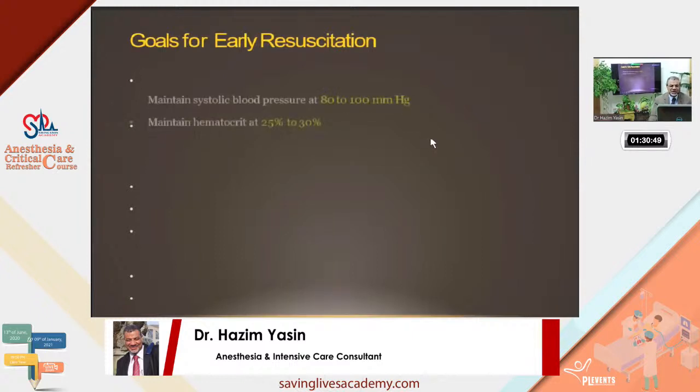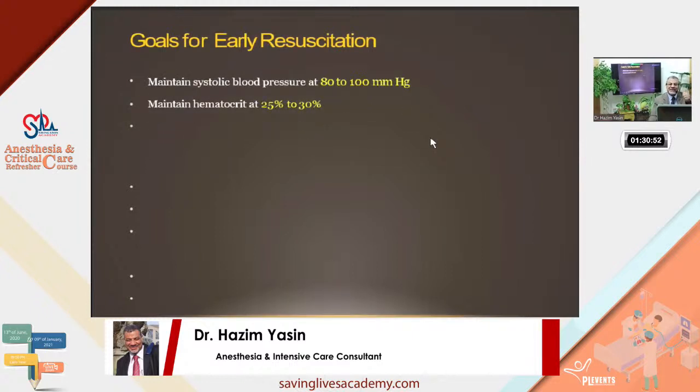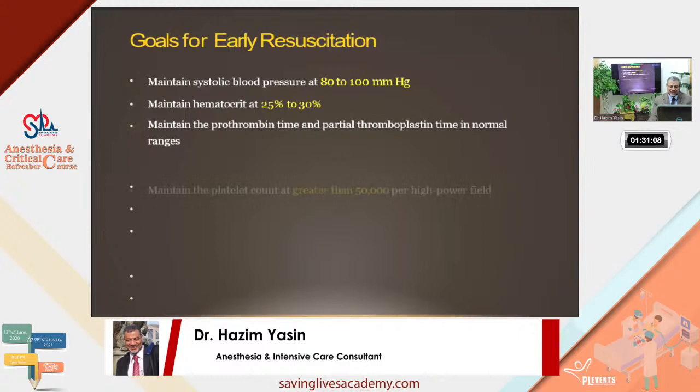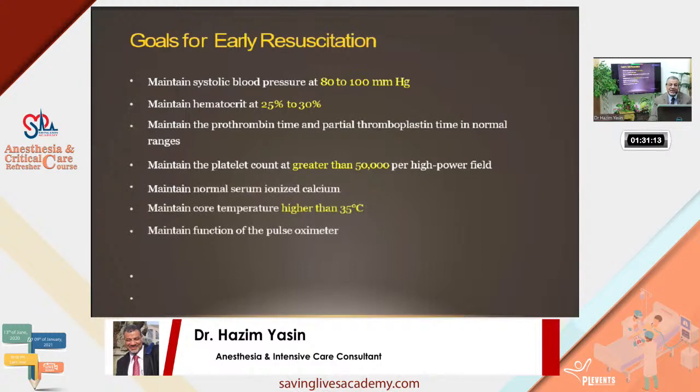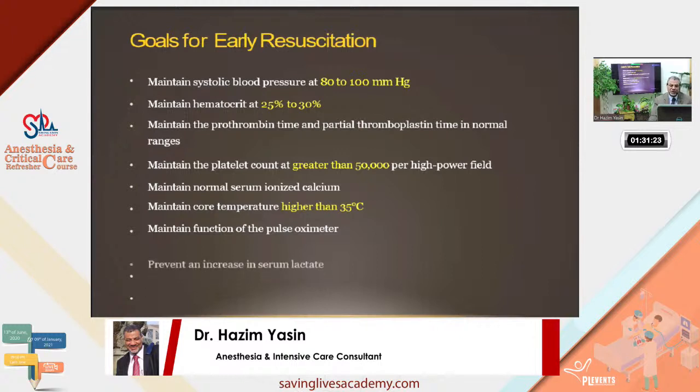The goals of early resuscitation: to maintain blood pressure more than 90 systolic, maintain hematocrit more than 25, maintain the prothrombin and the INR within upper limits, maintain platelet count more than 50,000, maintain normal serum ionized calcium, maintain temperature above 35, because hypothermia is one of the three lethal weapons in the trauma.